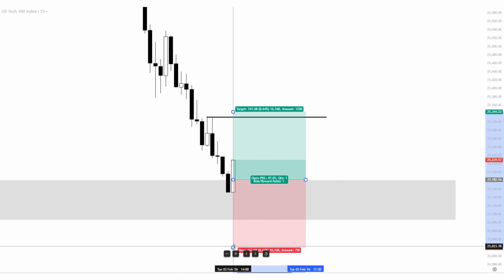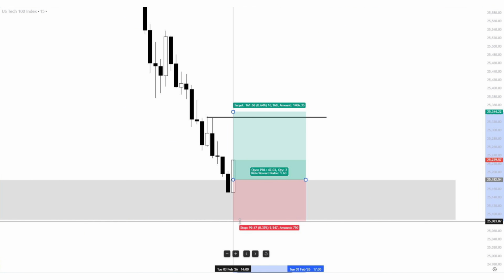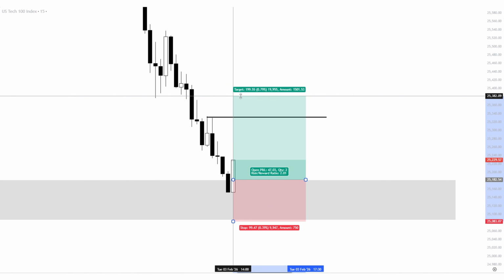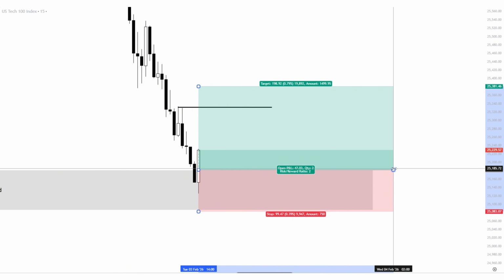Of course, the stop loss goes below the demand. And in that case, the risk-reward ratio is decent, but we would at least go for a 1 to 2, so that would mean slightly above the first target.